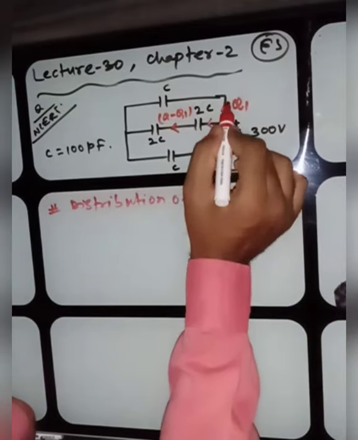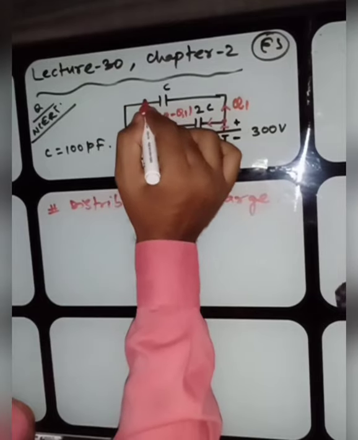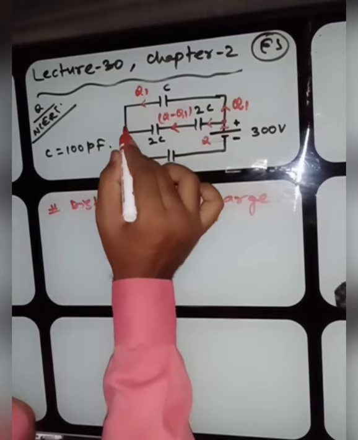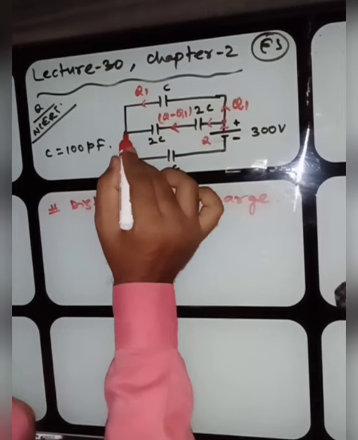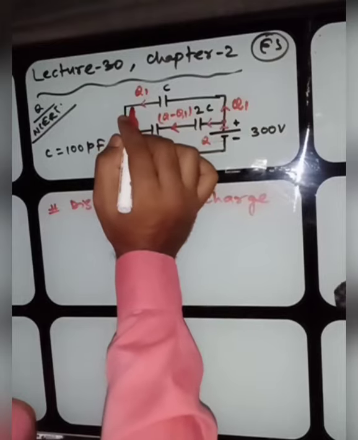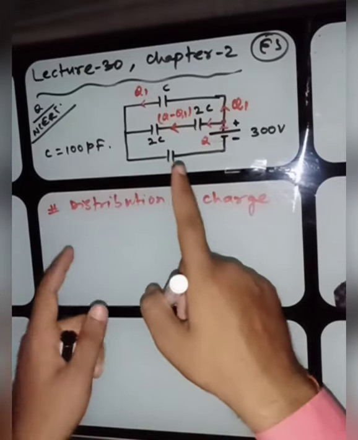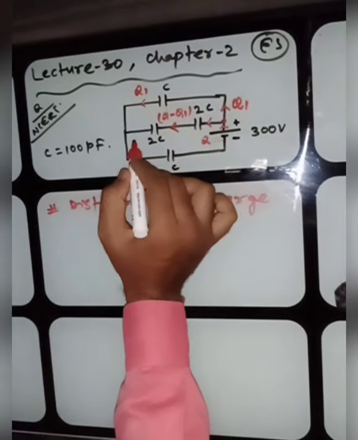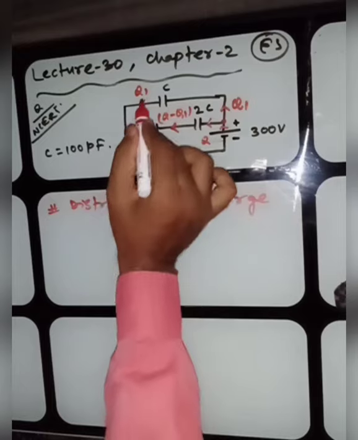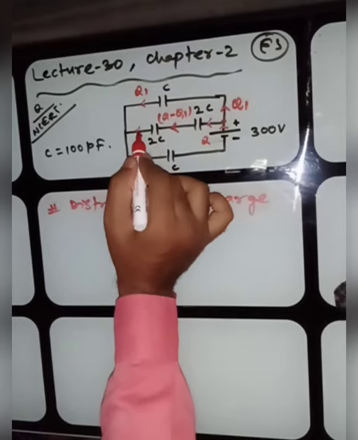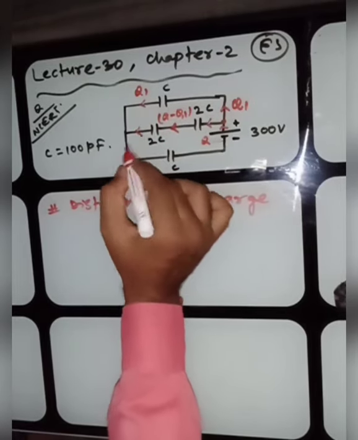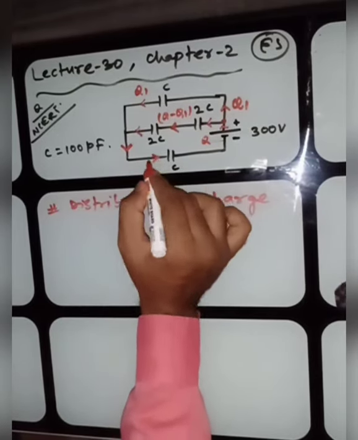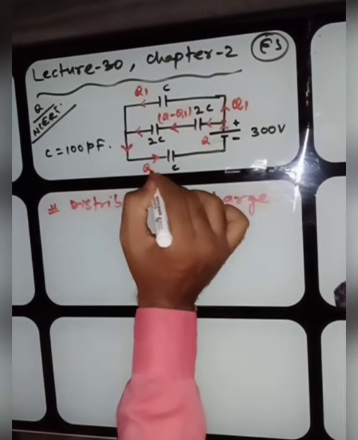Now look here, Q1 is coming. If charge is coming from this direction, remember Q minus Q1 will not go in this direction. I told you, in one branch there will be only one direction of charge. If charge is coming, it means you have to move along with it, so this Q1 will not go in this direction. It means these two charges, this Q1 and this Q minus Q1, will sum up and go in this direction. Now how much charge will go? Q minus Q1 plus Q1, the Q1 cancels out.